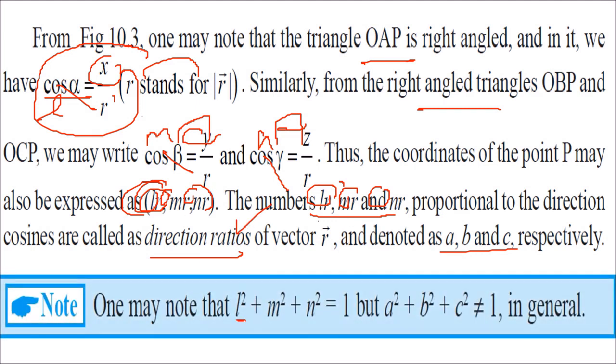You can simply say L square plus M square plus N square equal to 1. But for A square plus B square plus C square, that is, if you add squares of the direction cosines, it will give you 1. Otherwise, this is not always true. That is, if you square and add direction ratios, it may not be equal to 1 always.